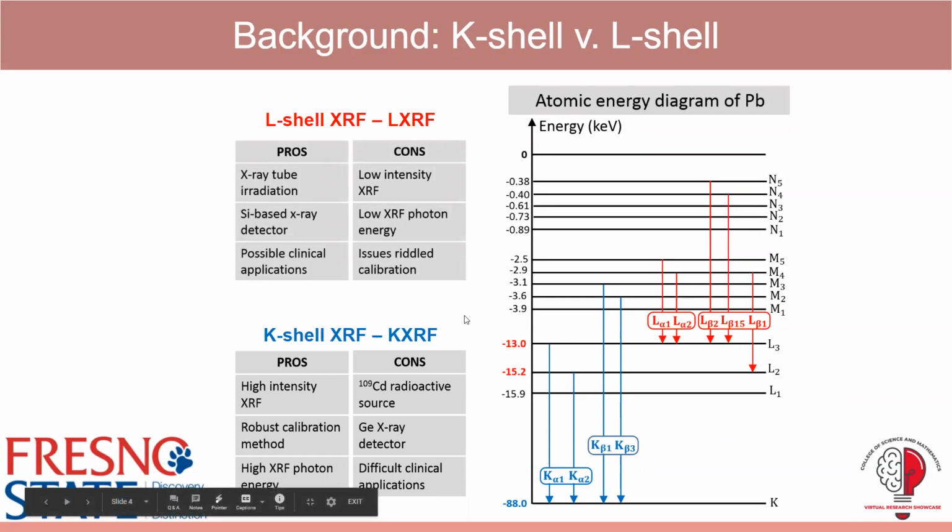The cons of that, however, are that because you have lower energy photons and lower intensity, there's a lot of issues with doing this calibration that is more streamlined and easier to do in a K shell XRF. But the cons of K shell XRF are that you have to use a radioactive source and a germanium detector, and so this is harder to do clinically. You have like a big bulky system that you can't just carry around and go to like a remote area if you want to do a population survey or easily implement into a clinic.